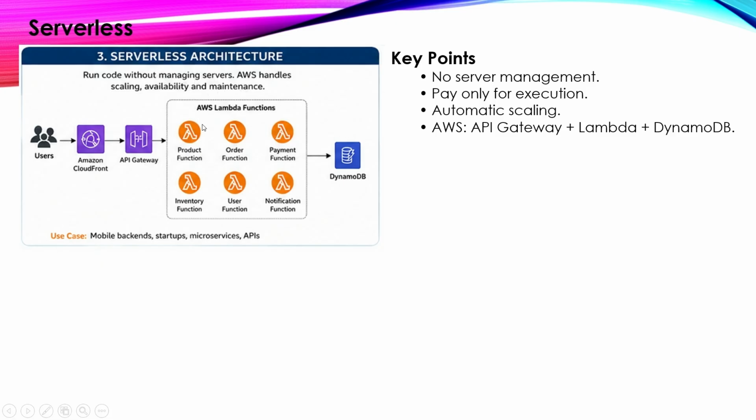Lambda function is a serverless compute service. API Gateway is an API service. The key point here is that you don't need to worry about server management. Pay only for what you execute, with automatic scaling. This way you are able to build scalable APIs by using this serverless architecture pattern.